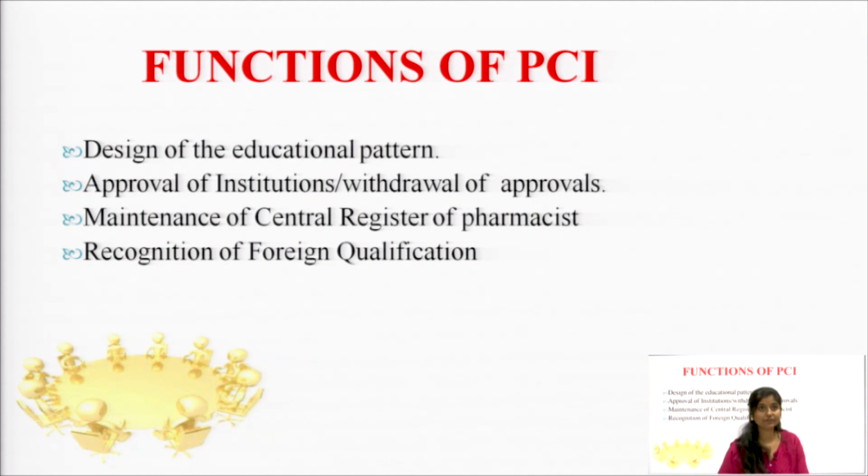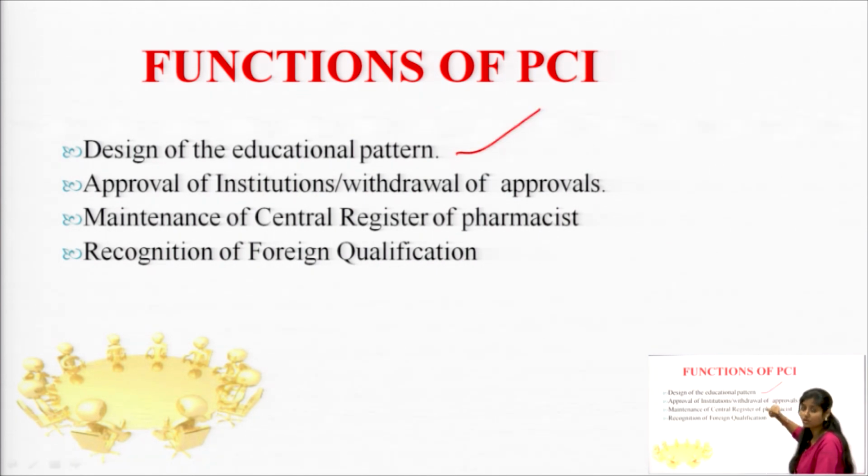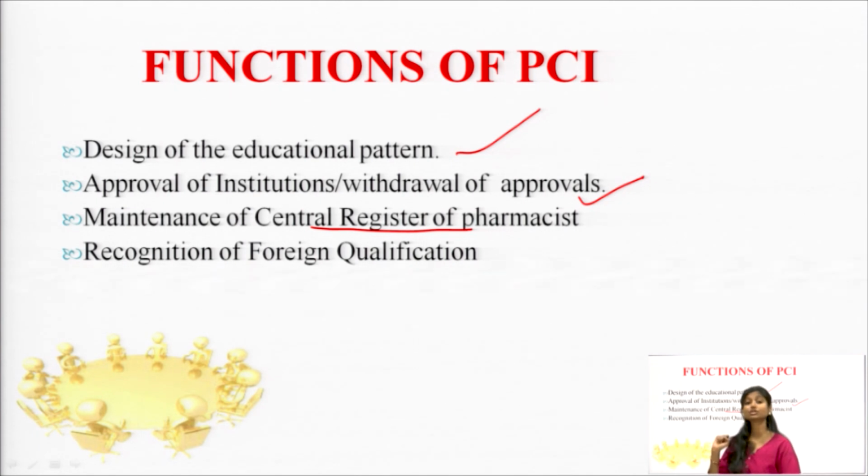The design of educational pattern. We have discussed some points in the first lecture also, and now we will discuss it here also. Approval of institution, withdrawal of approvals, that is to check whether the institutions are working regularly or not. Maintenance of central register of pharmacist, that is to register people as a registered pharmacist. So they have to maintain the register. It is the major function of Pharmacy Council of India to maintain the central register of pharmacy.